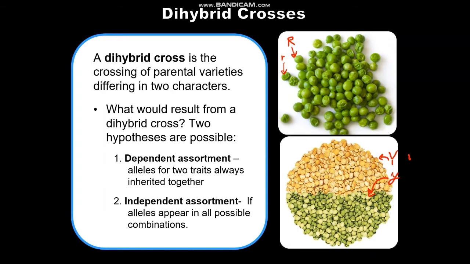In dependent assortment, alleles for two traits are always inherited together. So if you start out with yellow round peas, all of the offspring that have yellow peas also have round peas. In independent assortment, the alleles appear in all possible combinations. So you would have yellow round peas, green wrinkled peas, yellow wrinkled peas, and green round peas. So which would it be?